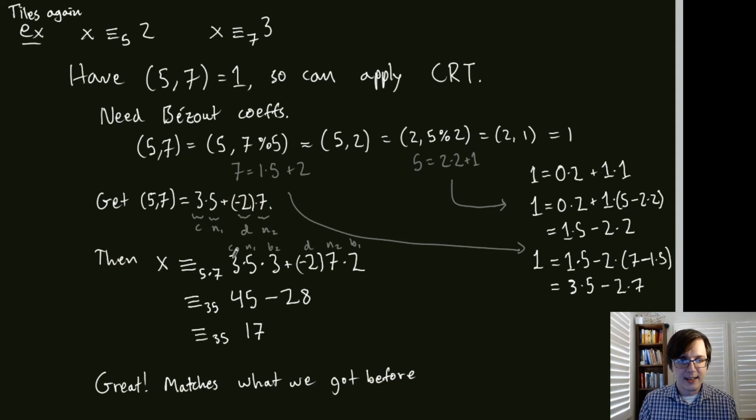So then the proof says that modulo 5 times 7, x must be c times n1 times b2 plus d times n2 times b1. So 3 times 5 times 3 plus negative 2 times 7 times 2. So that's 45 minus 28, which is 17. Probably making the table in this case was easier than going through this process, but not all numbers are just 5 and 7. Yeah, so it matches what we got from before, which is great.